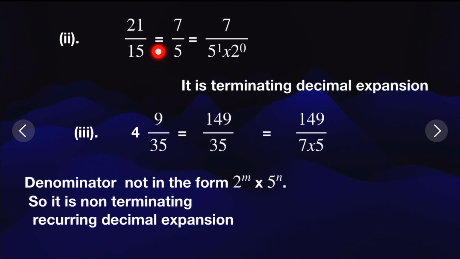21 upon 15, reduce it, you will get 7 upon 5. You can write it as 7 upon 5 raised to 1 multiplied by 2 raised to 0. So it is a terminating decimal expansion. Next, 9 upon 35, factorize the denominator. This is not a terminating expansion. Why? Because it is not in this form. You have this extra factor 7. So this is not in the standard form, therefore it is non-terminating.